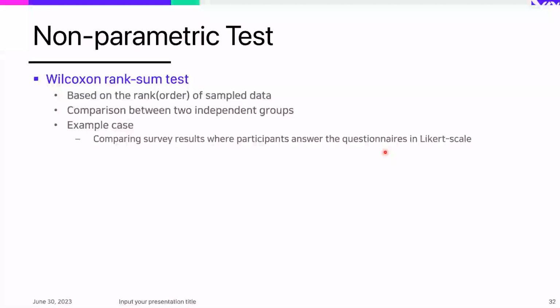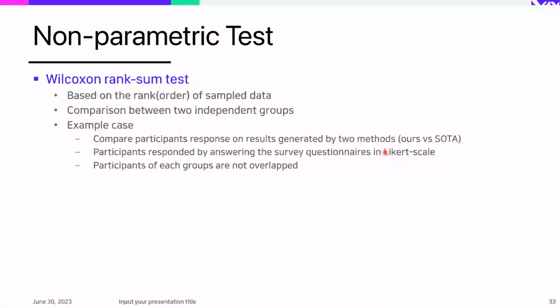And an example case would be comparing survey results where participants answered questionnaires on a Likert scale. Since it is a Likert scale, there can be 1 to 5, 1 to 7, 1 to 10, depending on what you choose. But anyway, a single value like 1, 2, 3, 4, 5 doesn't really mean anything explicit or absolute. Even from the same person, a 3 or 4 can mean different things depending on how he feels or the conditions. So because it's very subjective and relative, this rank-based analysis needs to be done. And you can use this test when the participants of each group do not overlap. So 2 different groups, independent.